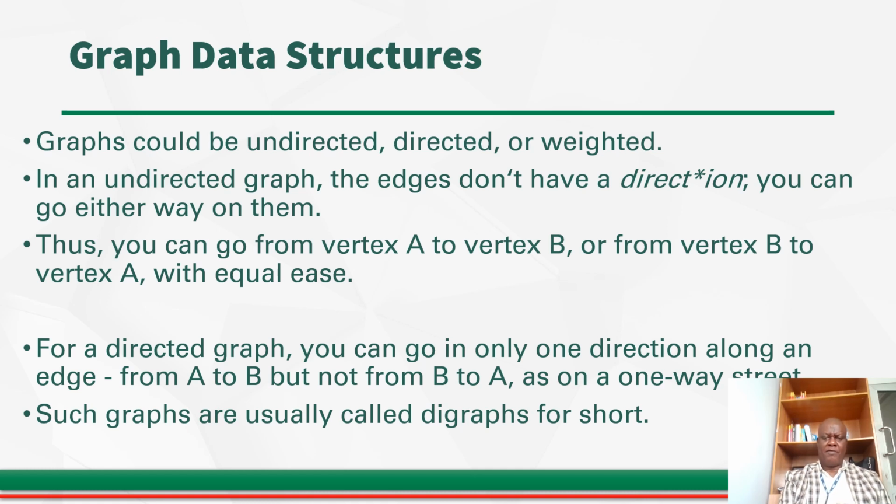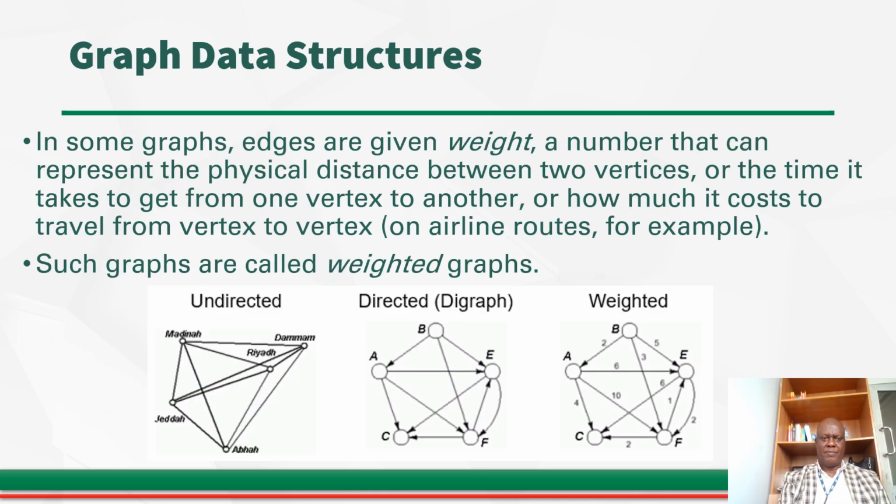For a directed graph, you can go in only one direction along an edge from A to B, but not from B to A. As on a one-way street, you move forward, you don't come back, so it's unidirectional. Such graphs are usually called digraphs for short, which means directional graph.